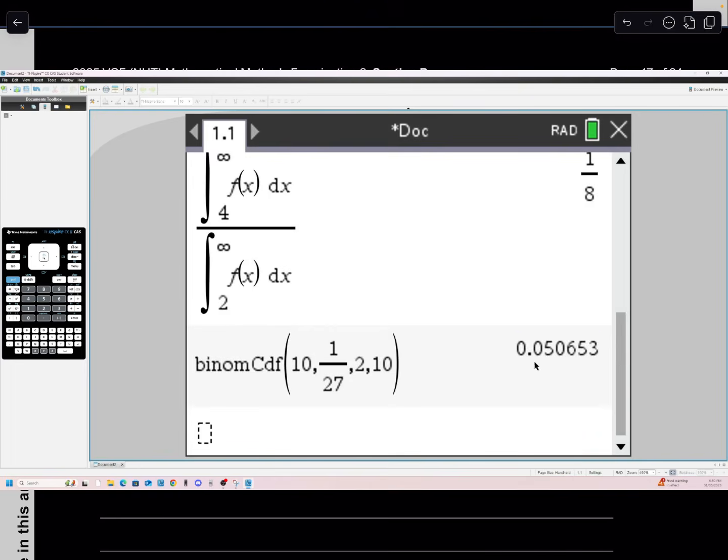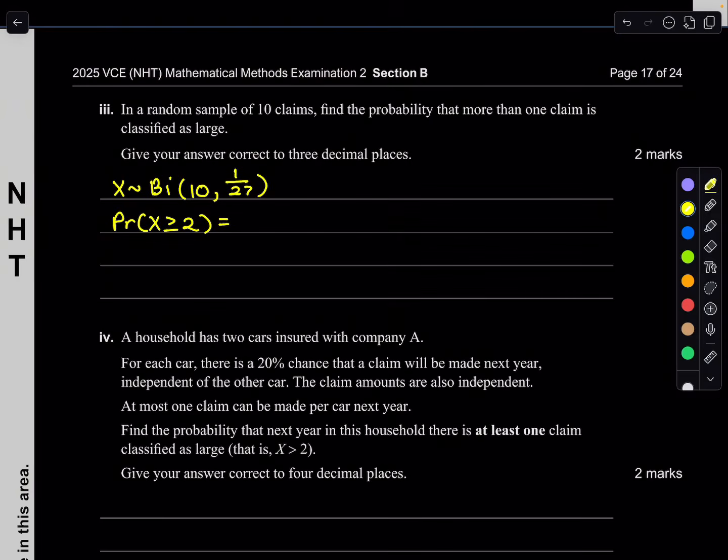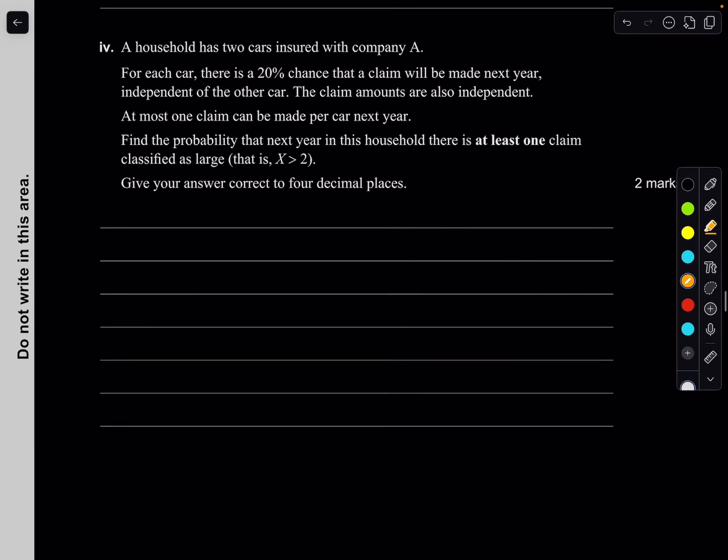So to 3 decimal places, it is 0.051. So let's write that down. 0.051, which is there. Nice. Question 4.